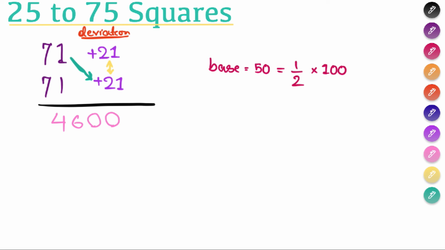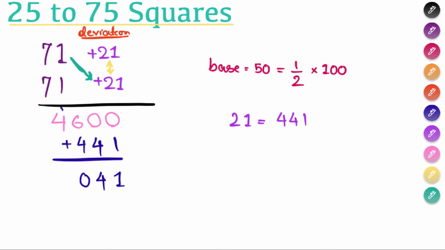And the final step would be multiplying both the deviations. Now you must understand why I told you that a prerequisite is knowing the squares up to 25. 21 square we studied is equal to 441. So we'll simply add 441. And we get the answer 4600 plus 441, that is 5041.